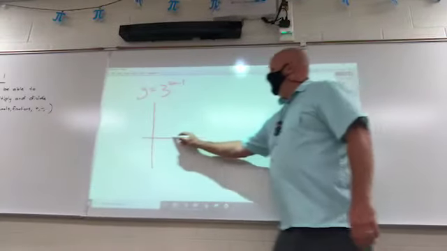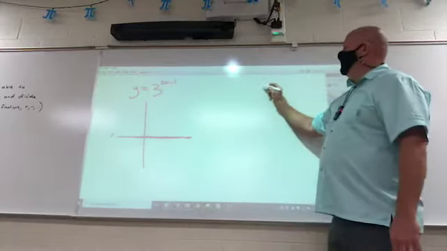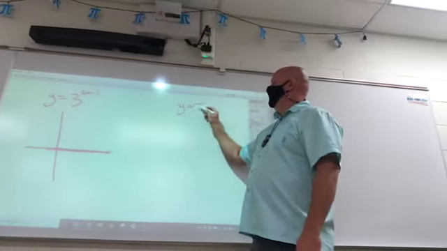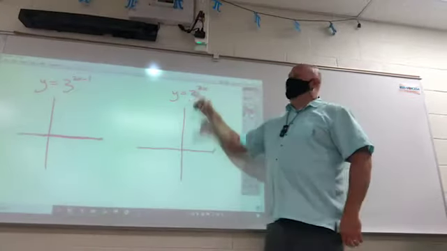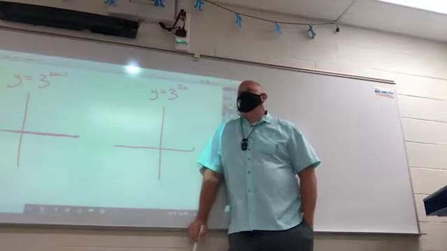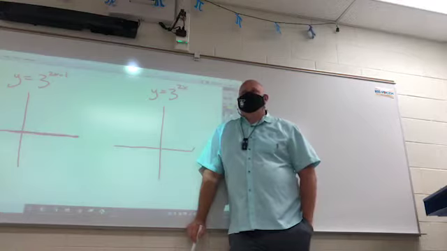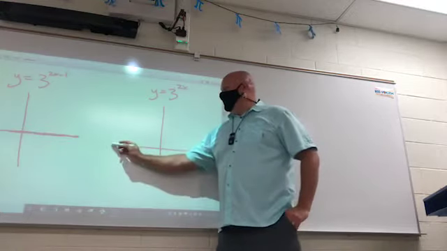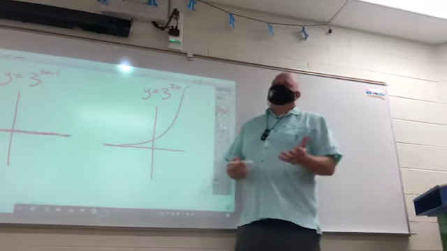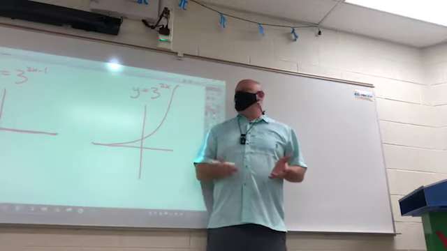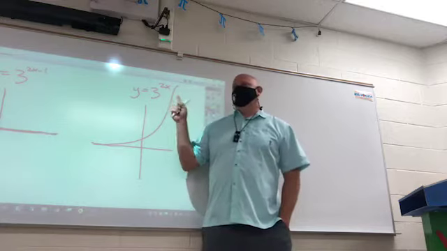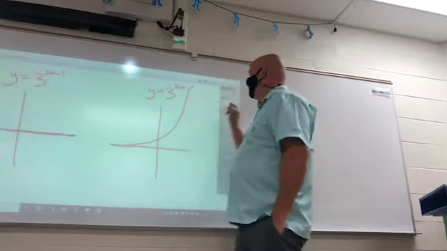If that minus 1 wasn't there, and it was just 3 to the 2x, does that 2 really do anything here? Not really. I mean, it's going to make it a little steeper, but in essence, it's still going to be an exponential growth graph. But that minus 1, that actually is going to do something.